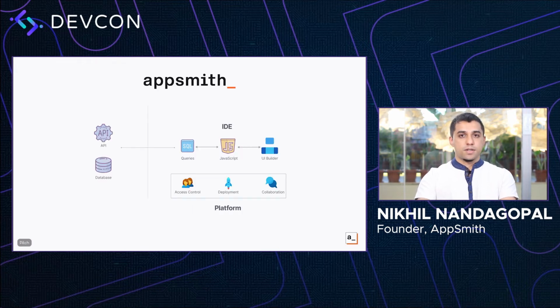Now let's see how it works. So AppSmith has two layers. The first layer is an IDE layer. Now the IDE layer comes with a UI builder that has custom widgets that you can drag and drop on the screen to build any kind of UI that you want. It ships with over 40 widgets that are handpicked and crafted to make sure that any kind of UI is possible and all of the internal tooling use cases are taken care of.